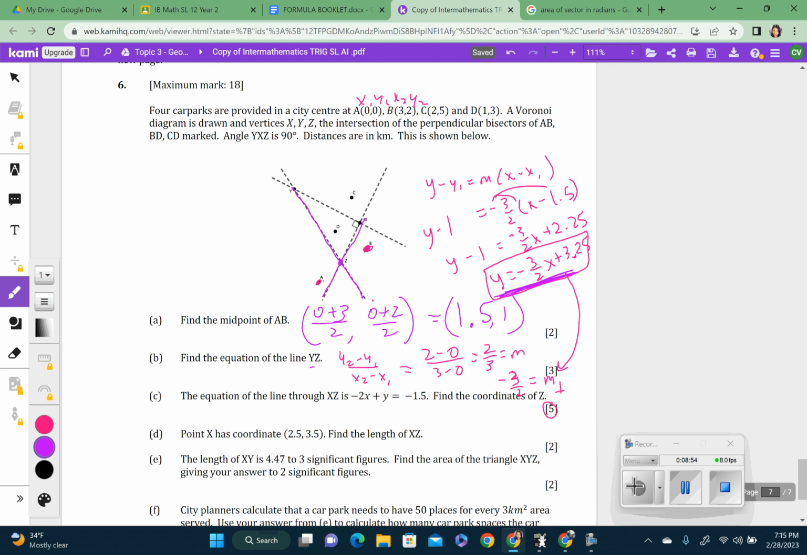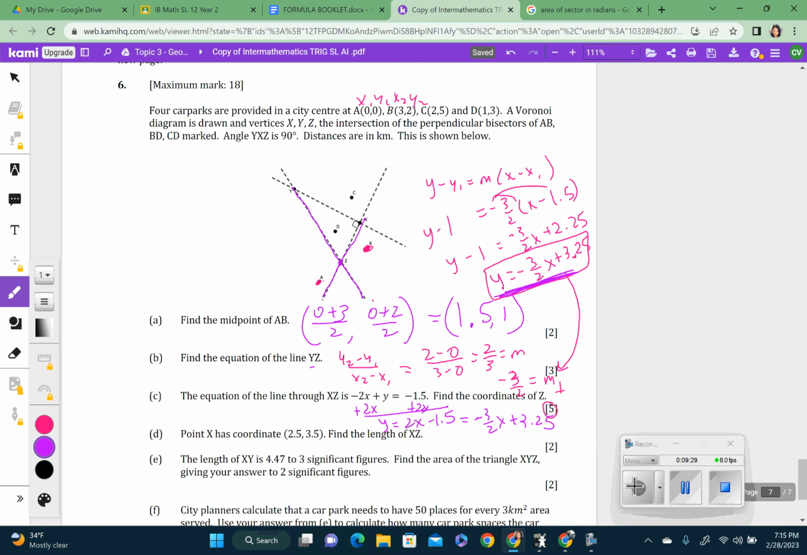So what I'm going to do is take this formula right here and this one right here, and set them equal to each other. To do that, let me get the y by itself. So add 2x to both sides, and I get y is equal to 2x minus 1.5. And to find these coordinates, I'm going to set this right here equal to negative 3 over 2 x plus 3.25. And I'm going to see where these intersect. So y1, y2, see where they intersect.